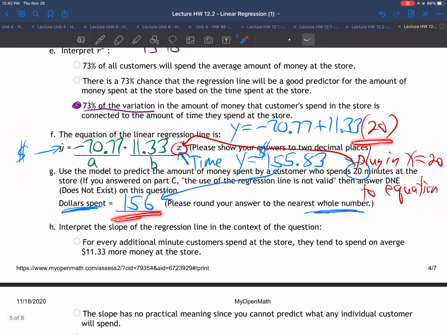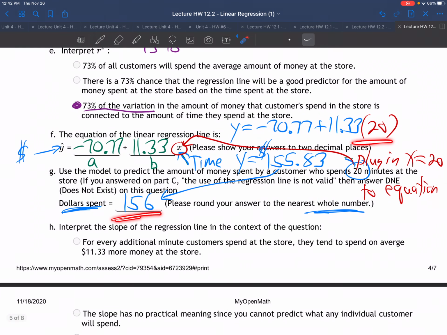So in other words, $11.33 for every 1 minute, time, right? Minute in the store. Every 1 minute they spend more in your store, on average they're going to spend $11.33 more. That's what that slope means. That's what the slope of this linear regression equation means. Why? Because slope is rise over run. So 11.33 over 1 every minute. So for every additional minute, they tend to spend on average 11.33 more. Yeah, that's exactly it.